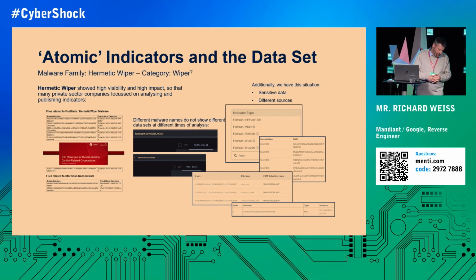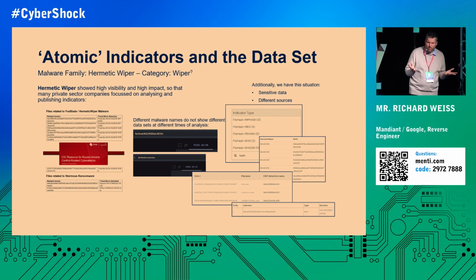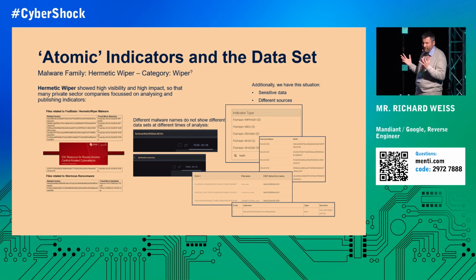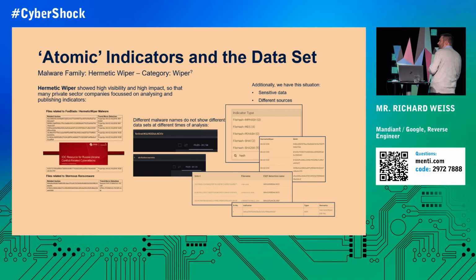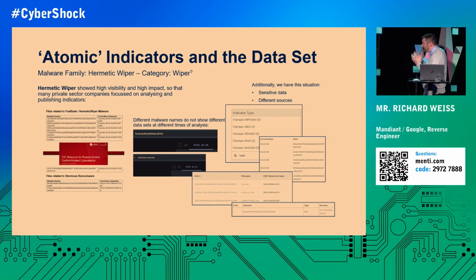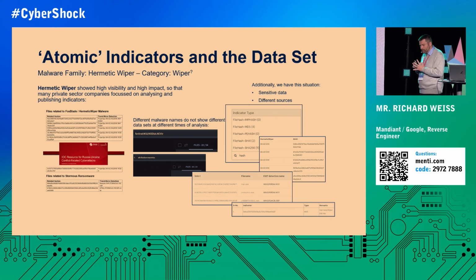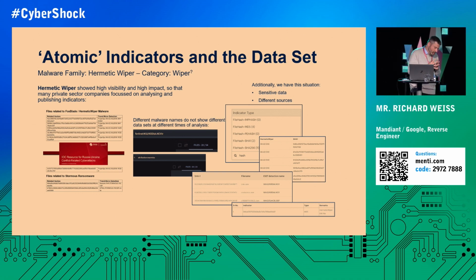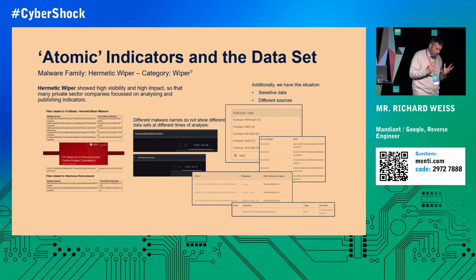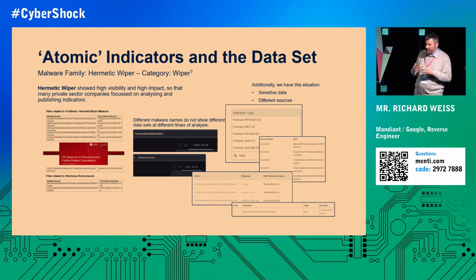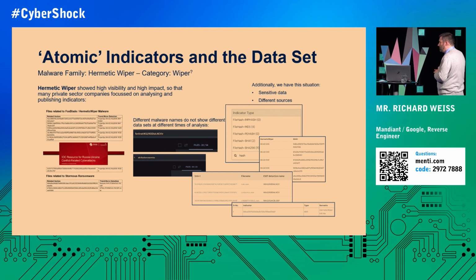Going back to the atomic indicators, that is Cadet Viper. I think everyone knows Cadet Viper. It is quite famous, I think, from the beginning of the war of Russia against Ukraine. And Hermetic Viper itself has different names. That's not the issue at the moment. But we had high visibility at the beginning of the war. It has high impact, and every security company talked about it. How they talked about it was different.